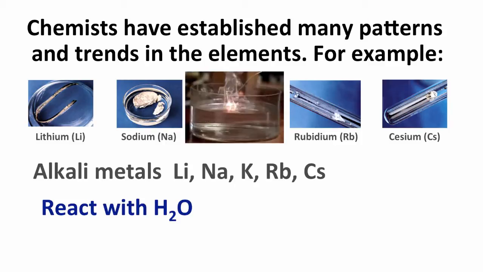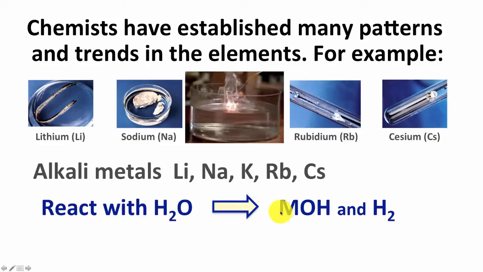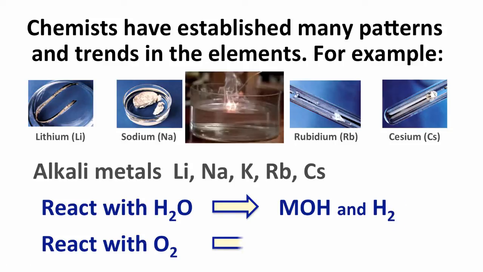Here's a picture of potassium being dropped in water, and it actually catches on fire. And when these metals react with water, they make a metal hydroxide. So, for example, potassium hydroxide, KOH, or lithium hydroxide, LiOH, and they make hydrogen gas. They also react with oxygen to make metal oxides that all have the formula M2O. So Li2O or K2O or Na2O.